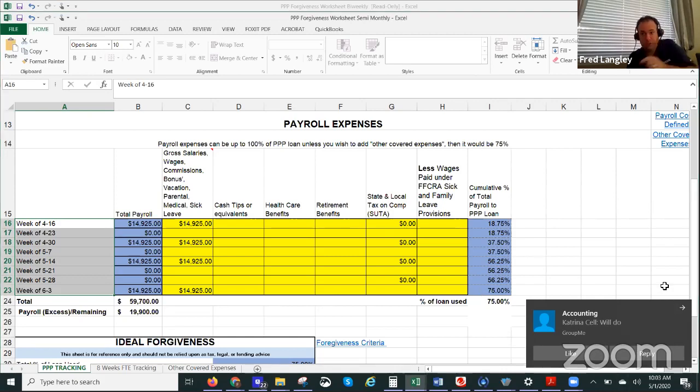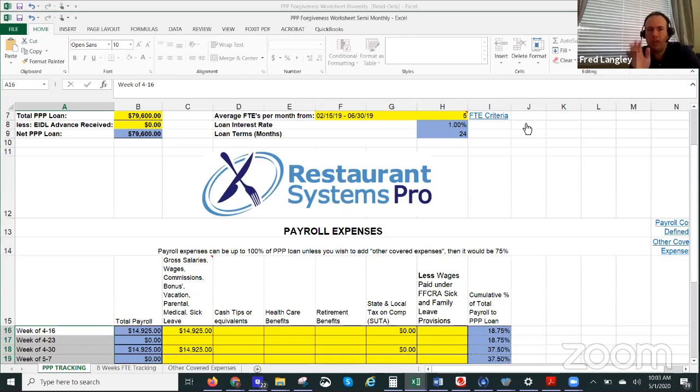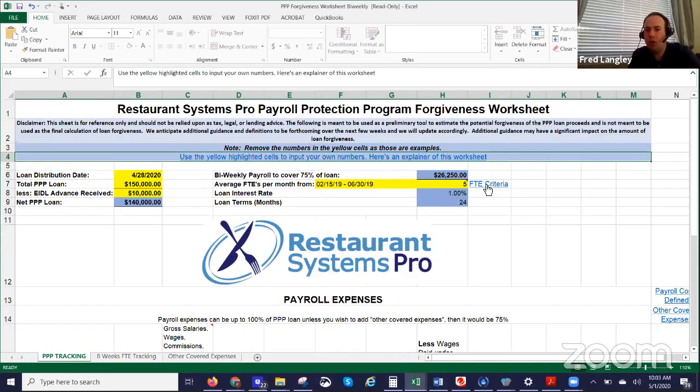Okay. From here, I'm going to go to a weekly sheet. A lot of you are weekly, but most of you are bi-weekly, so I'm going to go off of the bi-weekly sheet. They're all very similar. Like I said, if you are semi-monthly, just reach out to us, let us know, and we will customize the spreadsheet for you.